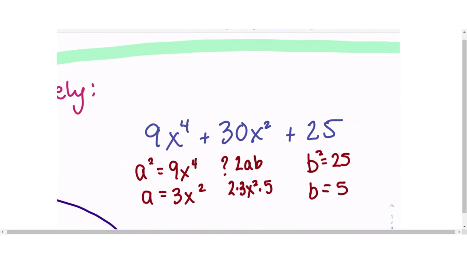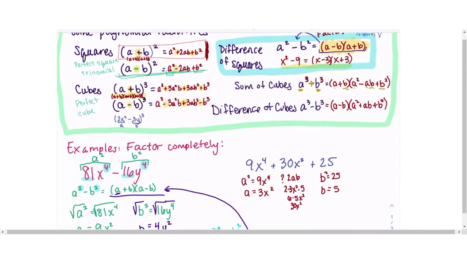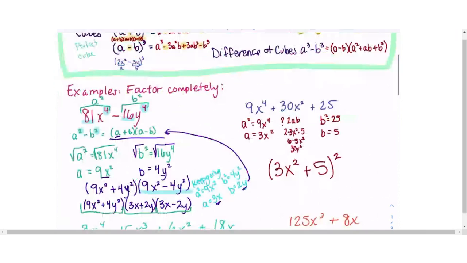So let's see, 2 multiplied by 3 is 6 multiplied by 5x squared, and that is indeed 30x squared. So that means that if we go back to this pattern, this stuff right here is what we want. That's what it's going to factor into. So we can write that. This is going to be the a, which is 3x squared, plus the b, which is just 5 squared. That's it. That's that factored completely.